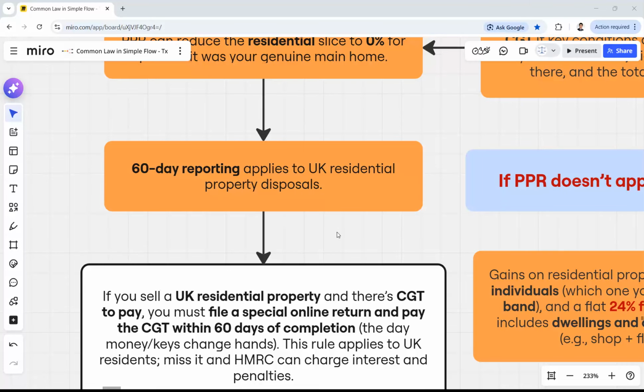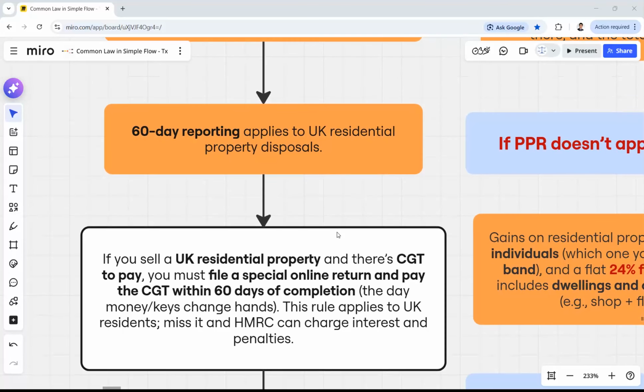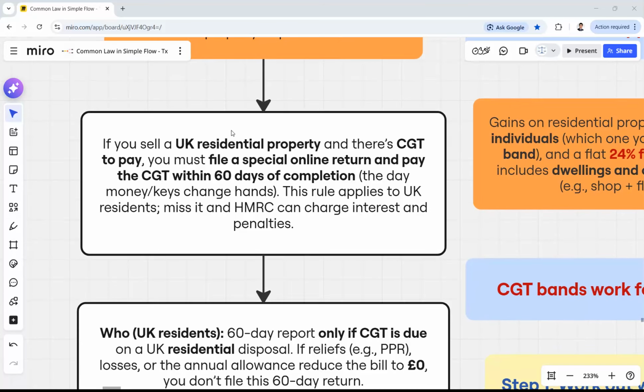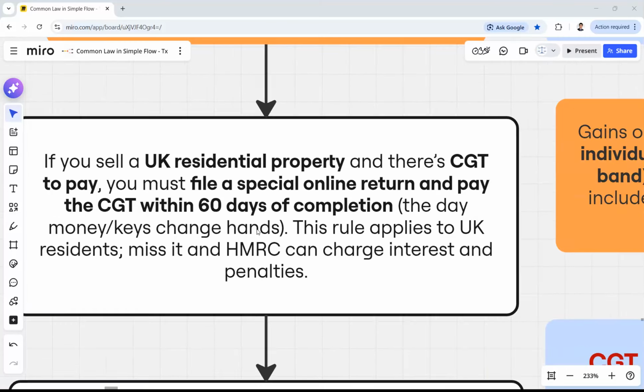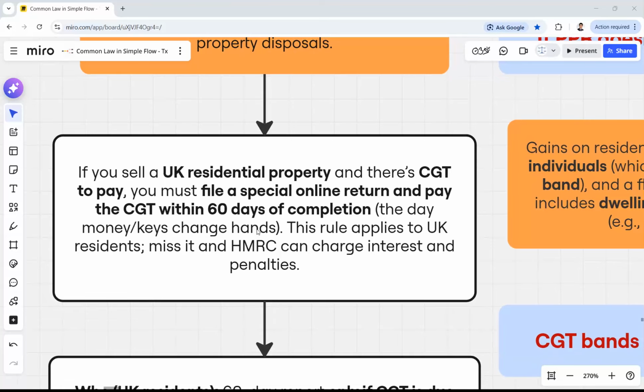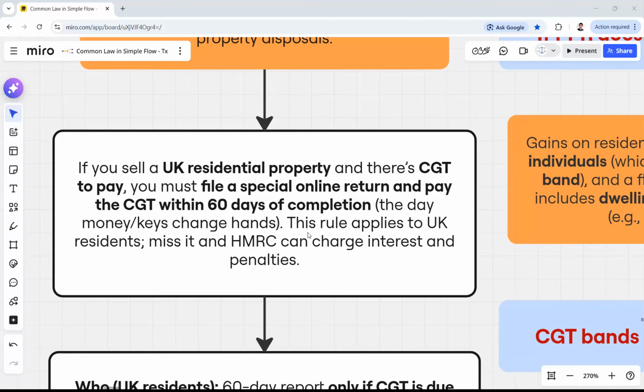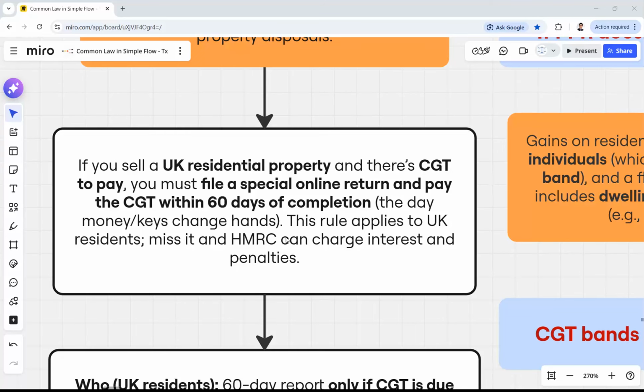60-day reporting applies to UK residential property disposals. So after the completion, you have this 60-day clock where you should provide a report and pay the actual tax. If you sell UK residential property and there is capital gains tax to pay, you must file a special online return and pay the capital gains tax within 60 days of completion, the day money and keys change hands and the deed is signed, etc. So this is not the exchange date, but completion, and we have talked about it. This rule applies to UK residents. HMRC can charge interest and penalties on it.